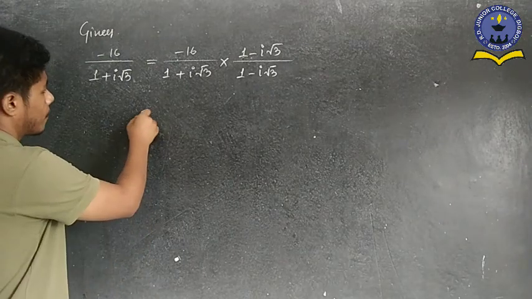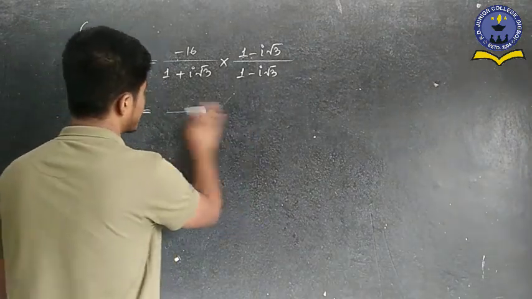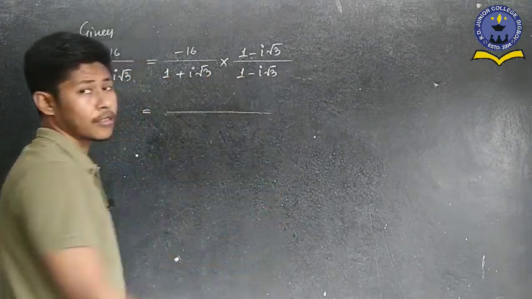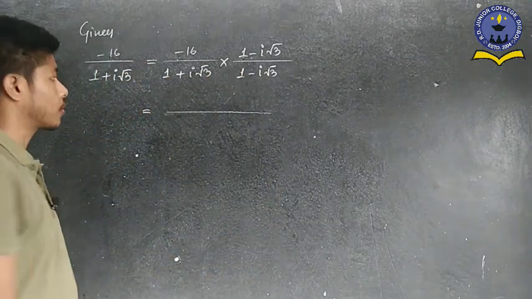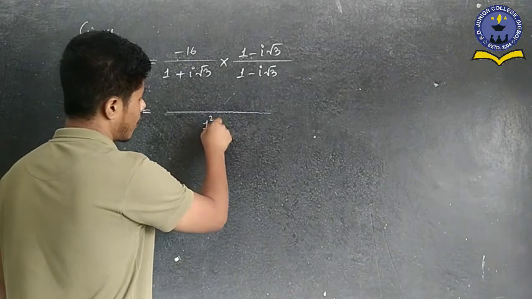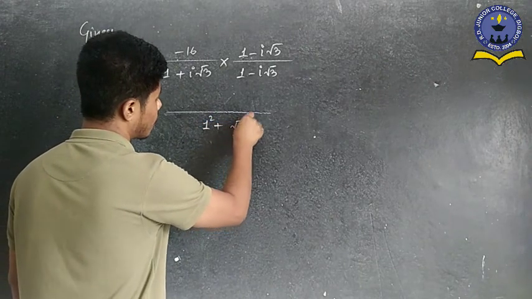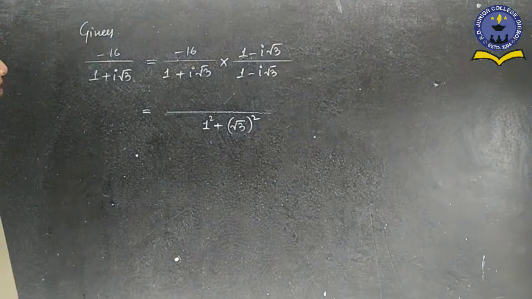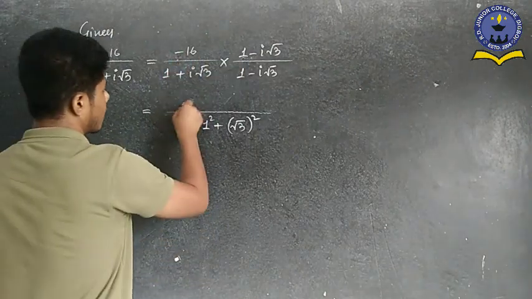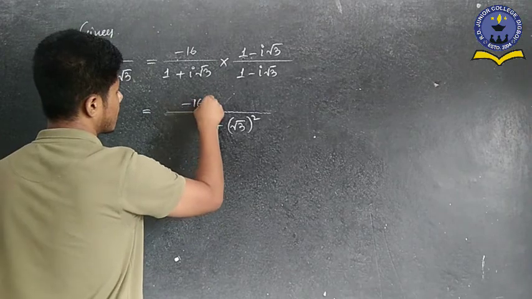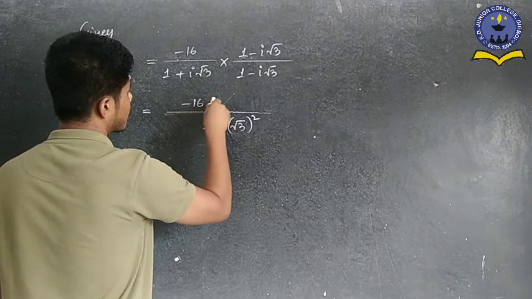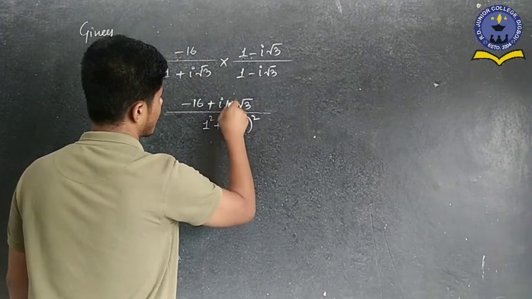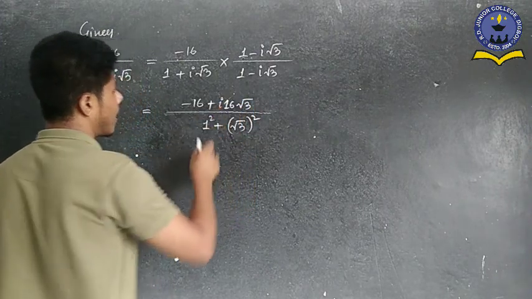Now in the denominator, a plus ib times a minus ib gives a square plus b square. So a square means here 1, plus b square, b means here root 3, so root 3 whole square. And in the numerator, minus 16 into 1 is minus 16, and minus minus gives plus i 16 root 3. So we write i 16 root 3.